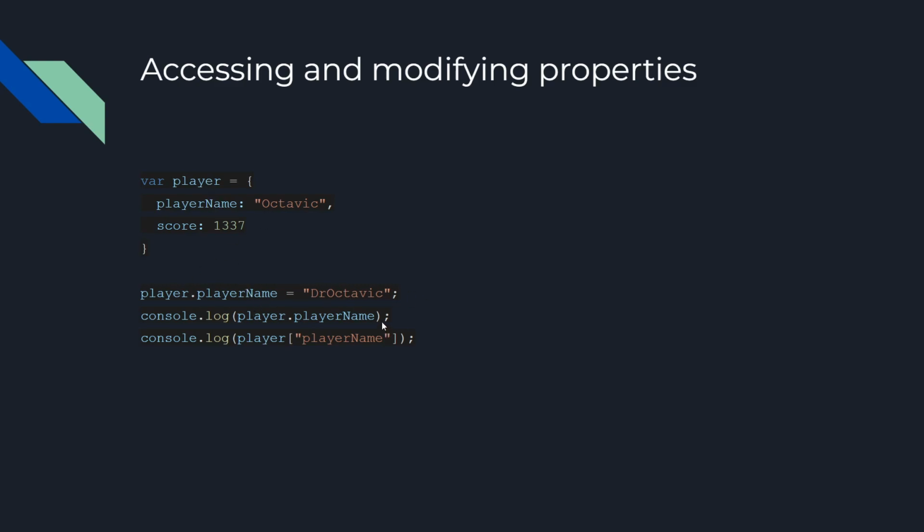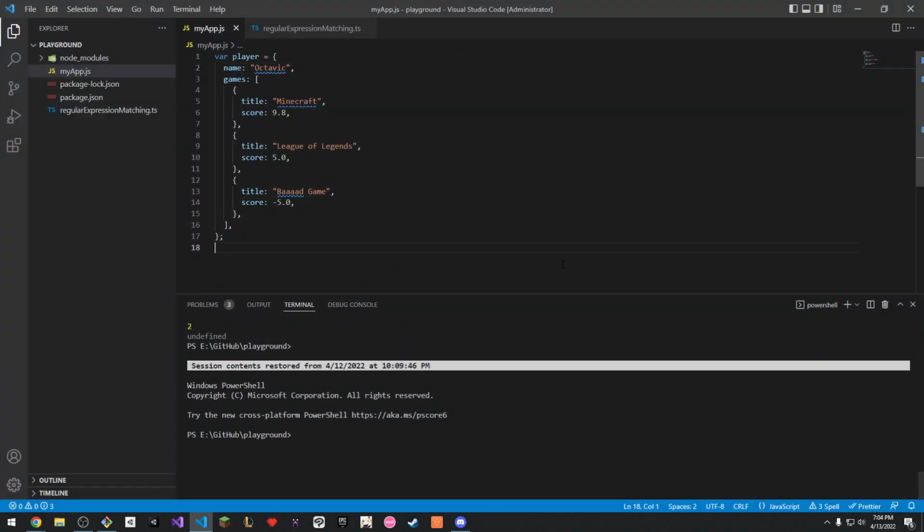And when you access it, you access it just like any other variable. You can almost pretend that playerName is a variable in itself, which in a sense it is. It's attached to the player variable, and you access it with the dot operator. So we can try this out.